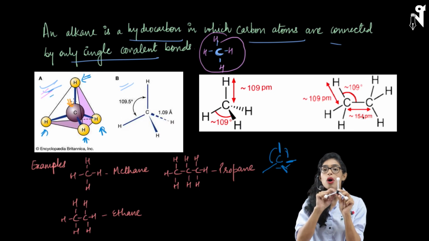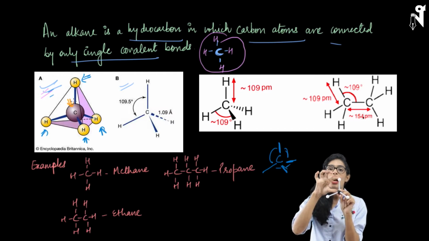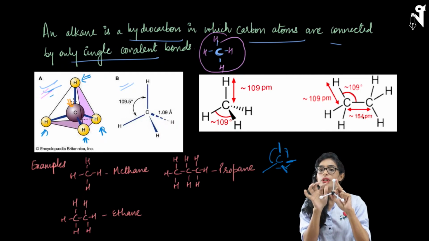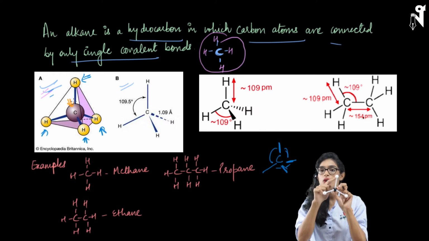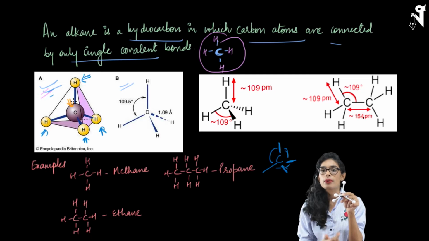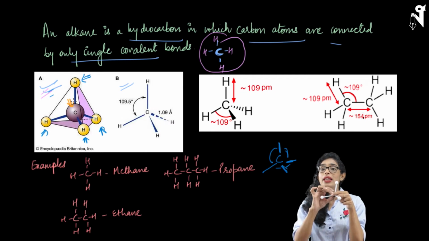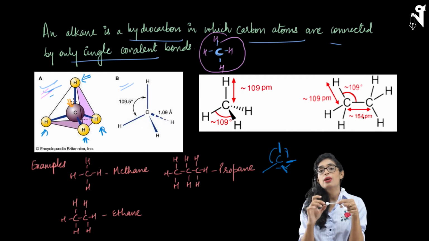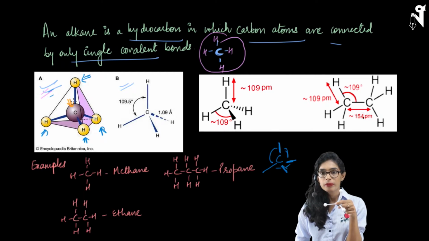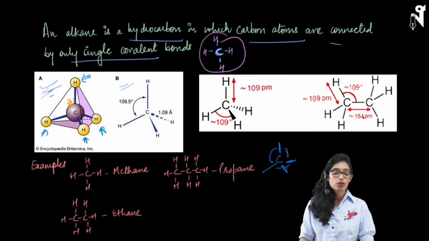That means the bond angle between this carbon hydrogen and another carbon hydrogen bond is still going to remain the same, no matter whether you're talking about this combination or this combination or this combination. And the distance between carbon and hydrogen is also going to remain the same, and that is called bond length. Okay, so this is what I'm going to show you over here in the diagram.